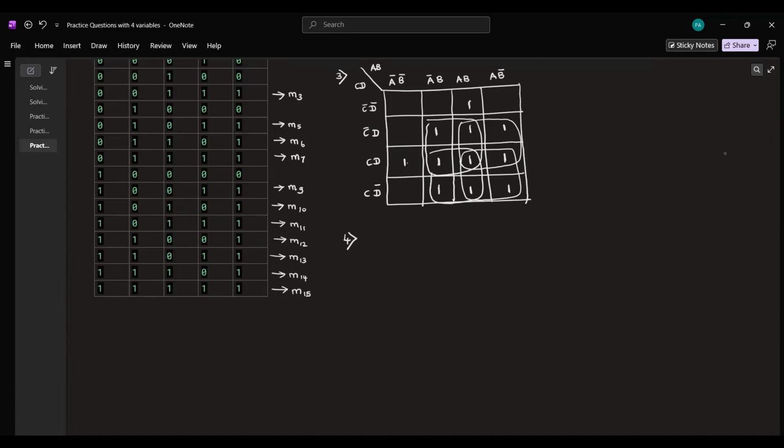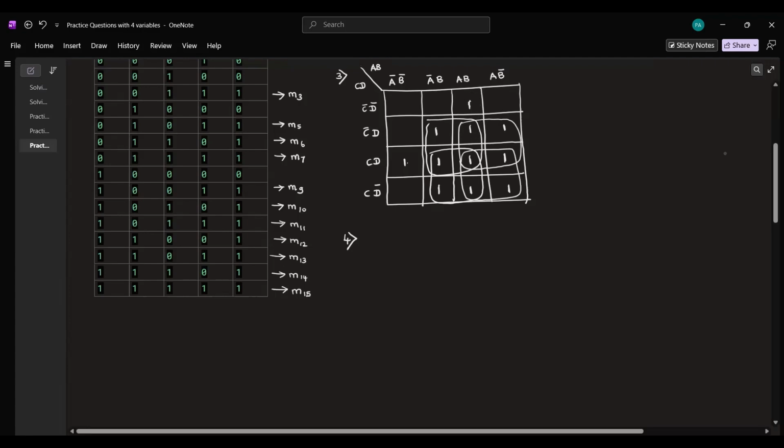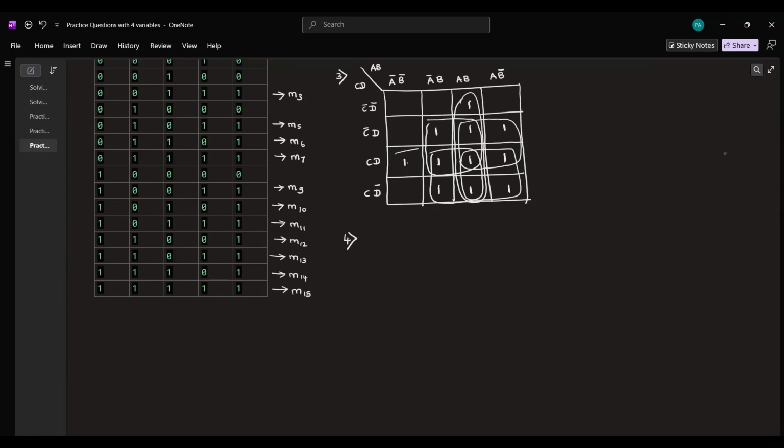So we already have 4 groups. Now you may think we can go for something like this, but no. Here also we have a 4. Here also we have a 4. Similarly, here also we have a 4. Here also we have a 4. So totally we have 6 groups.